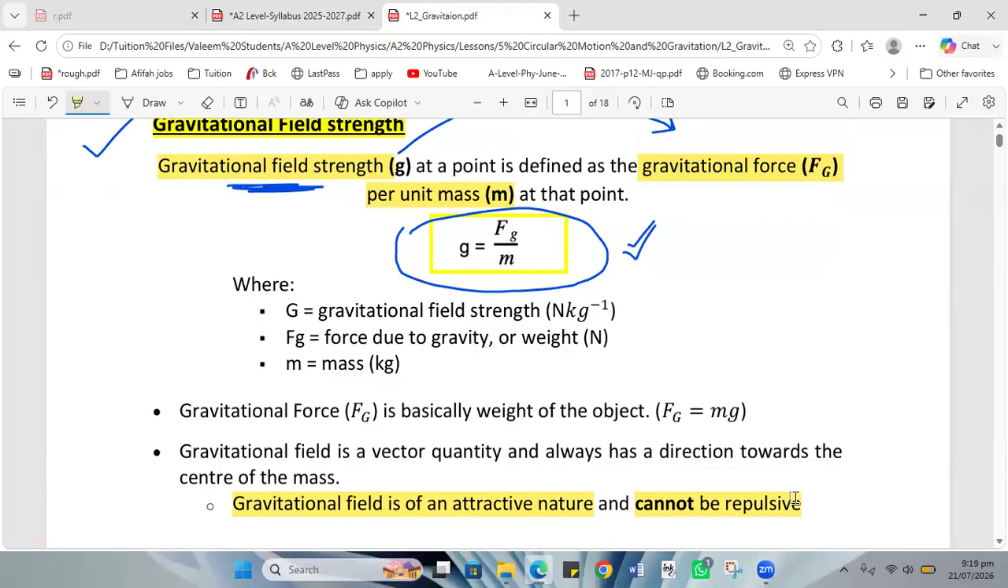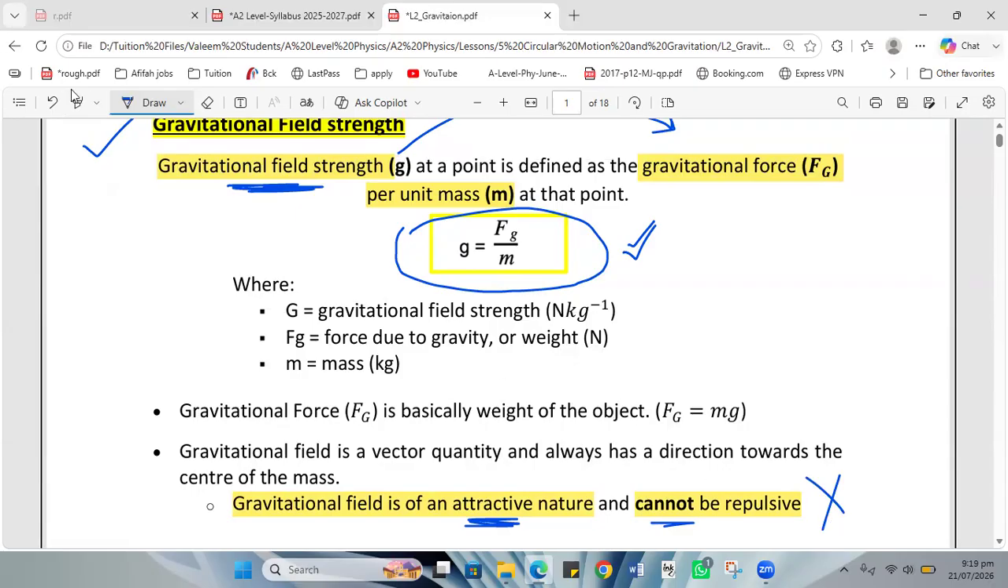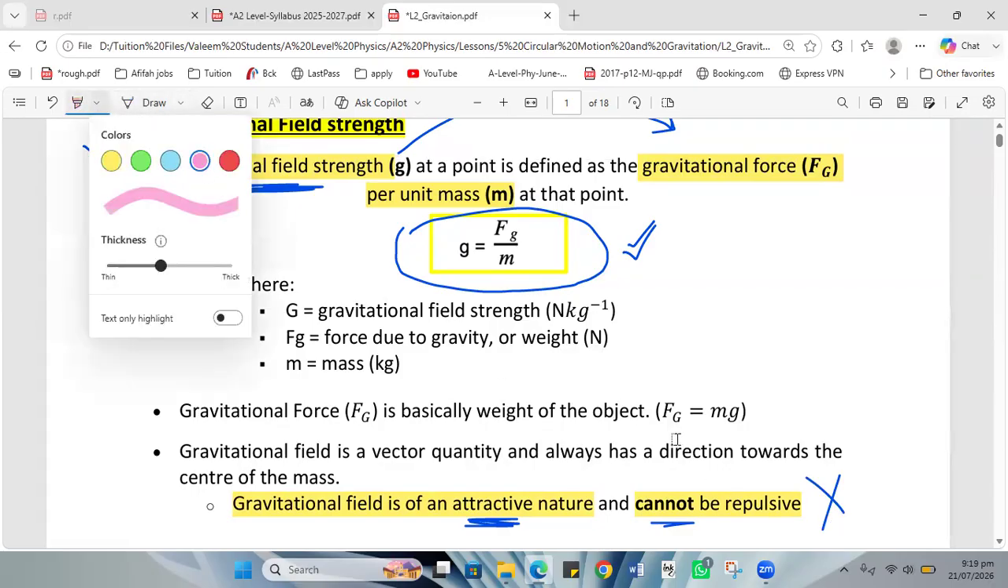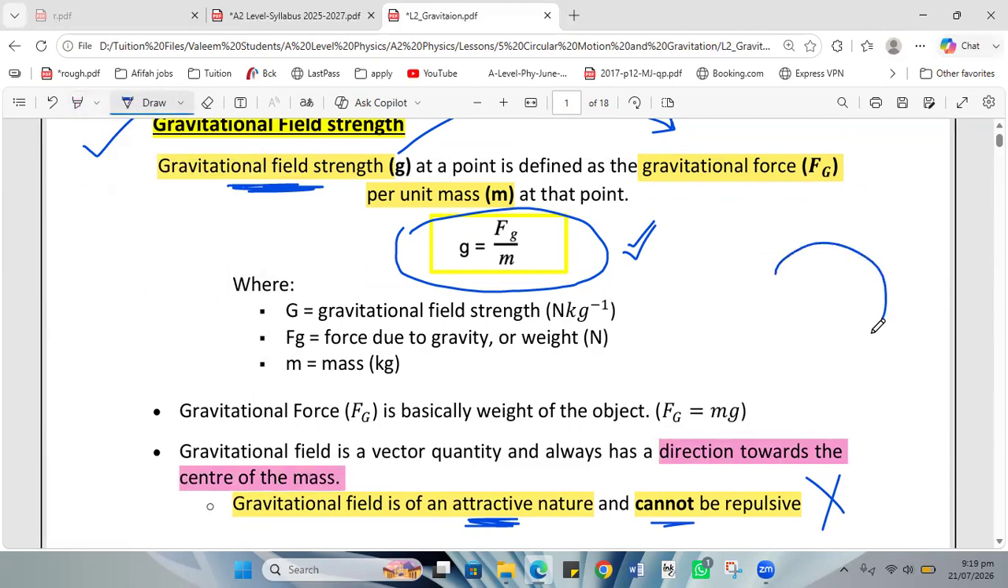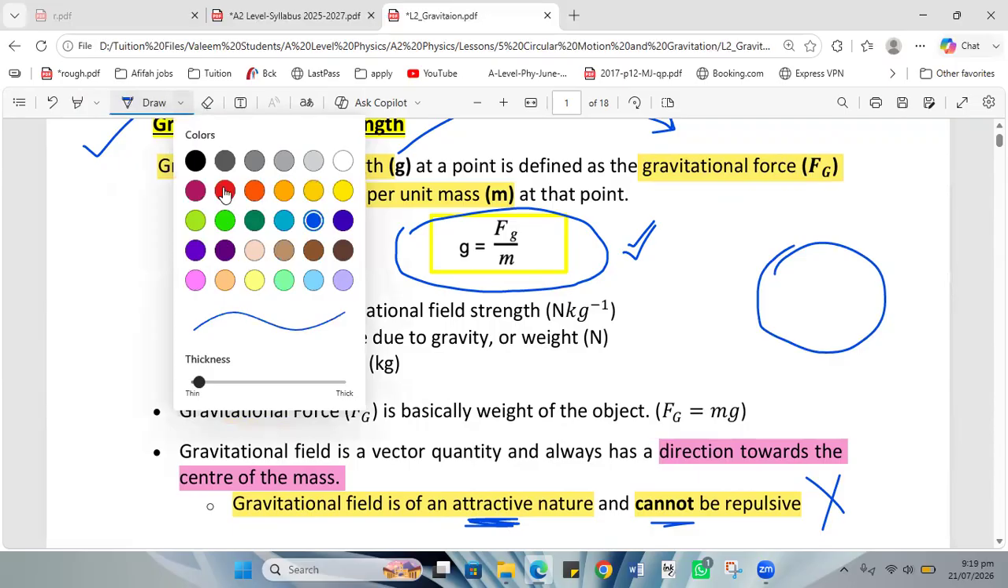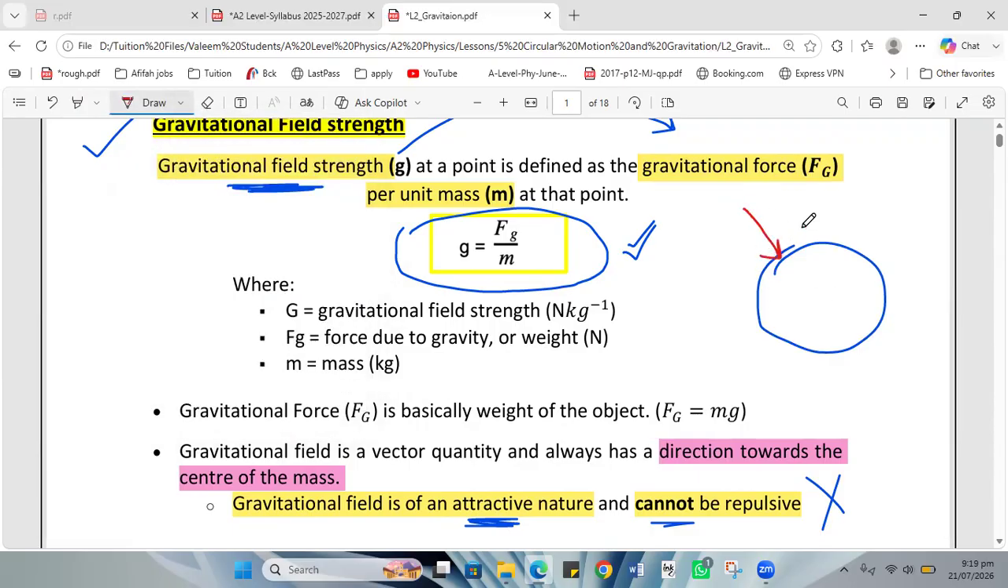Because, for example, if I talk about the gravitational field of Earth, the Earth attracts the moon towards it. Similarly, the gravitational field of the sun causes all the planets to be attracted towards it. So all gravitational fields are attractive in nature. They cannot be repulsive, and their direction is always towards the center of the mass. Whatever the mass is, for example, this is Earth. Let's draw the gravitational field strength of Earth. It will be like this, pointing towards the center of the Earth.